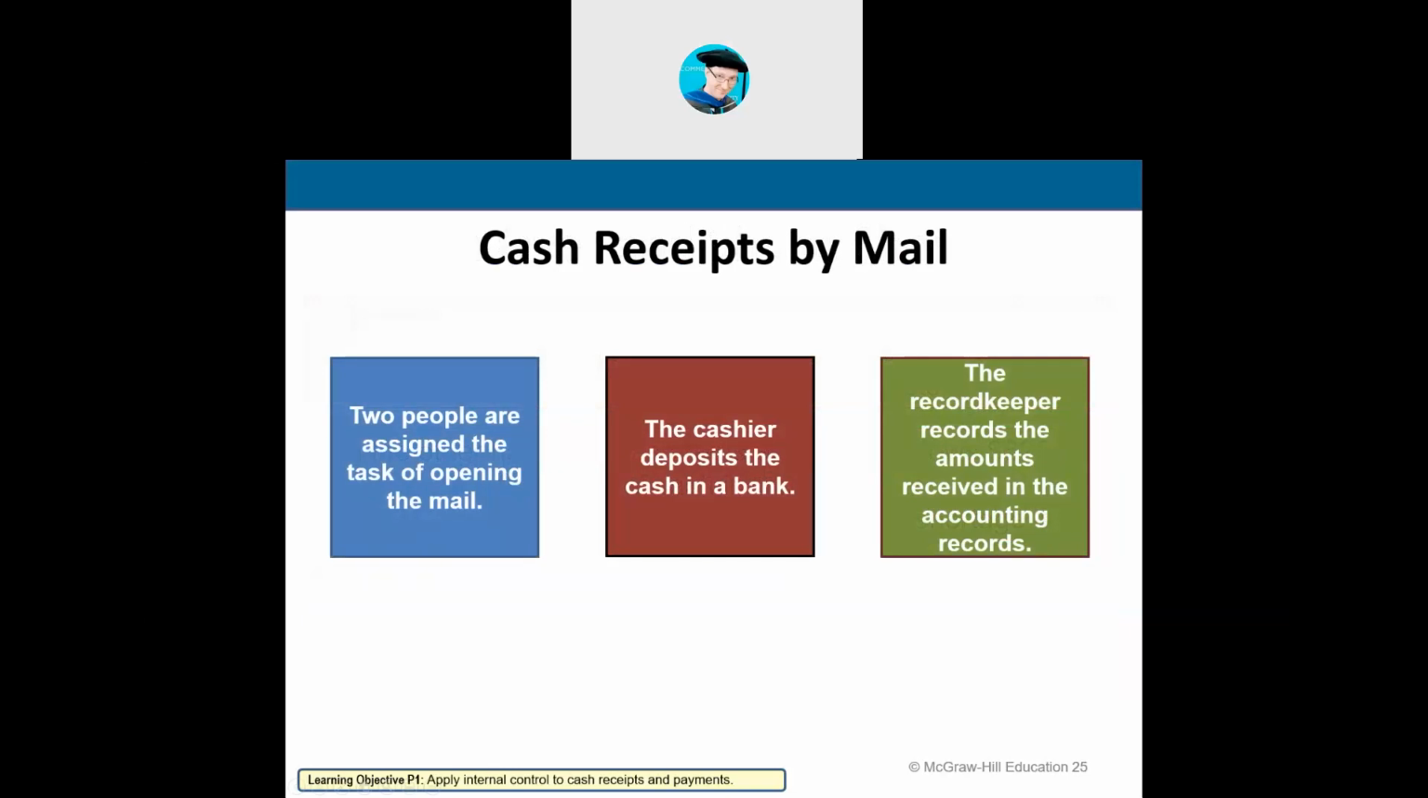It happens. Cash receipts by mail. Don't ever send physical cash in the mail. You guys know that, right? Don't do that. That's dangerous. Don't ever send physical cash in the mail. I've seen people do it.